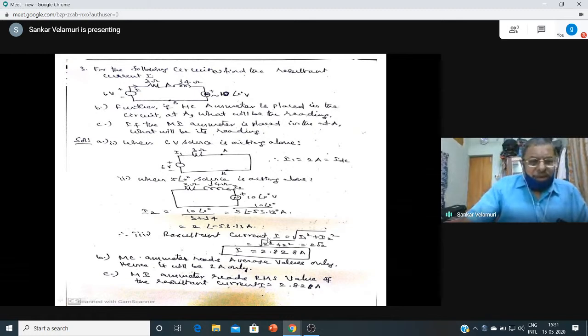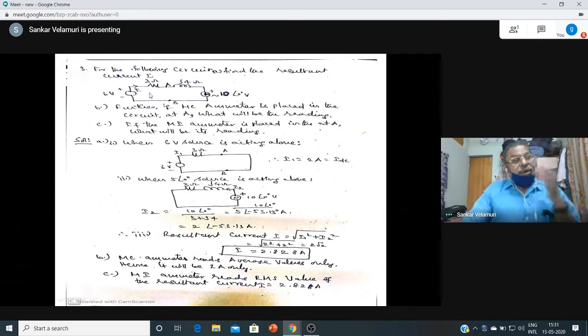Now, the resultant current is, so what is typical here is that the current flowing through the DC circuit is 2 amps. Current flowing through this is also 2 amps. You will be tempted to say that the current is flowing in the opposite direction, therefore its value is 0. But nevertheless, they are not the same.